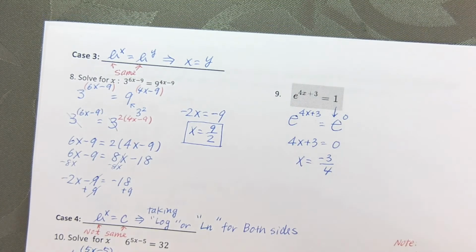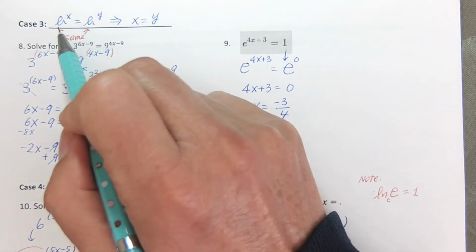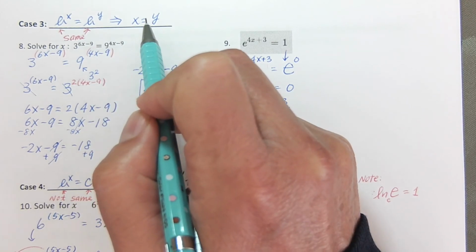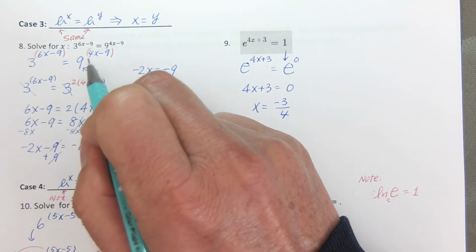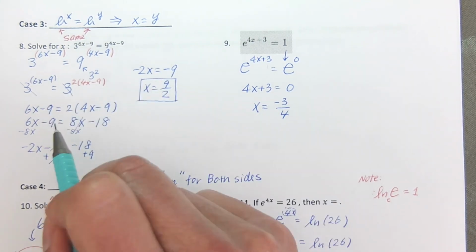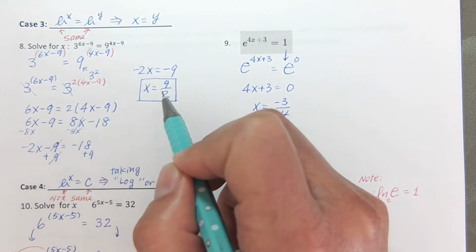The third case is when we have two bases that are equal, which implies that their exponents must be equal. So here I have 3 as a base, 9 as a base. However, the 9 I can easily turn into a 3 squared. Now the bases are the same, which means the exponents are the same. Solve a linear equation, and we're good.